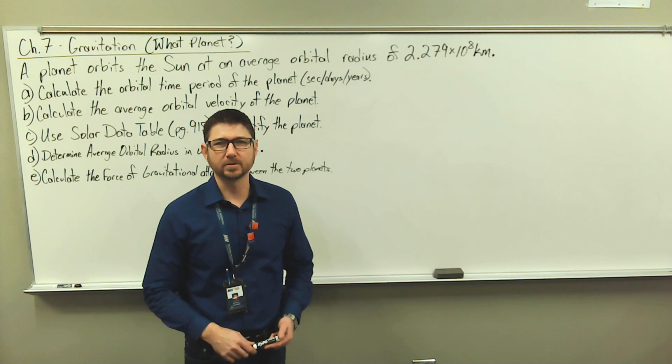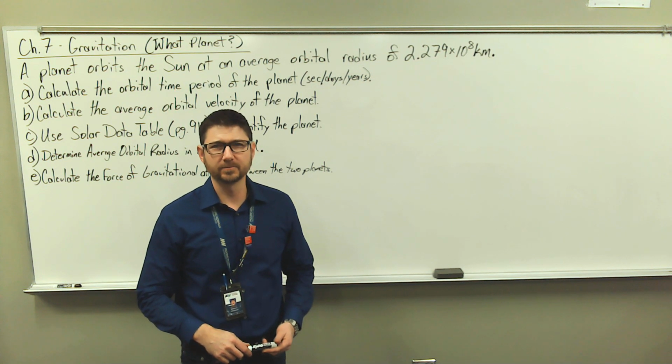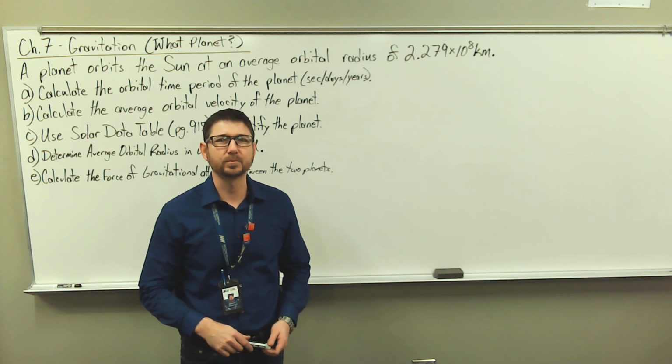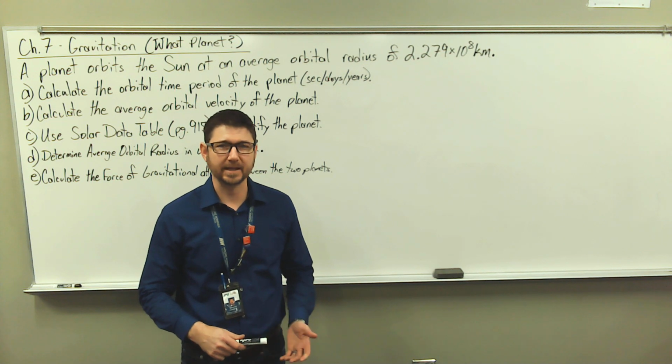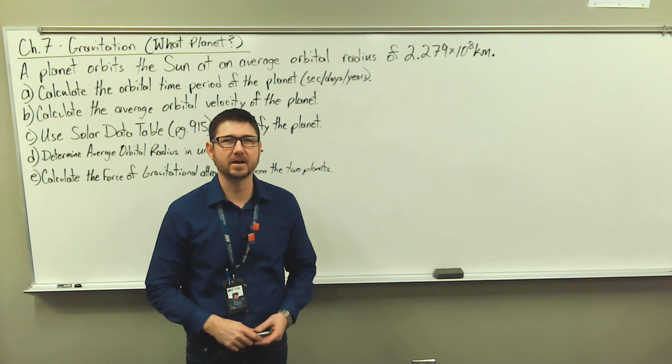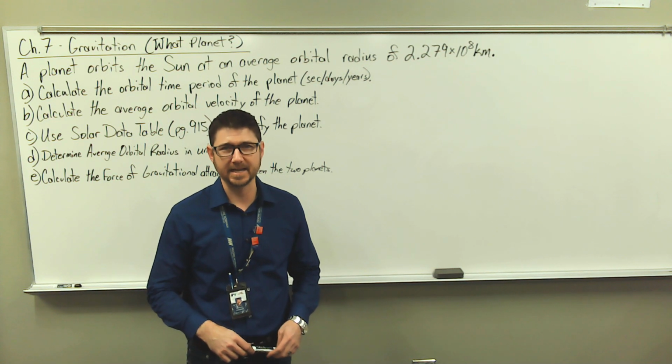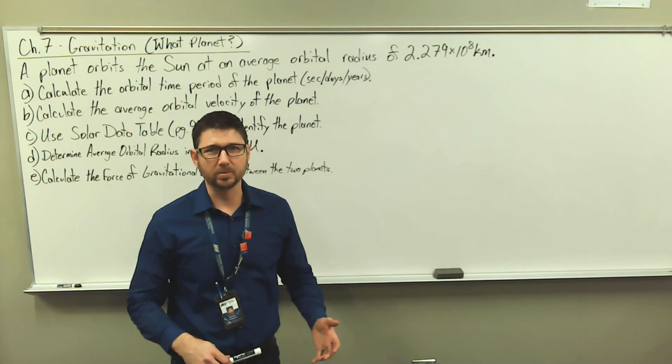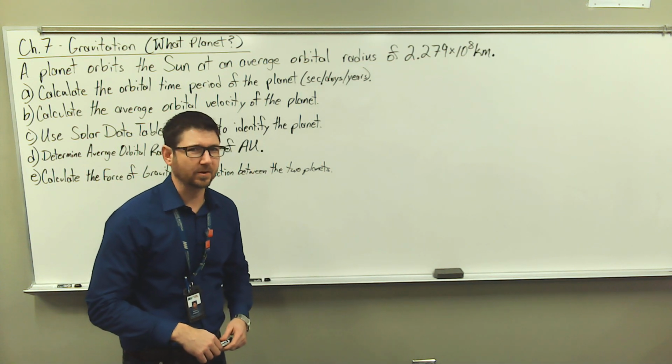Today I would like to take a look at a practice problem from chapter 7 where we will identify a planet orbiting the sun based off of the orbital time period data. So I'll read the problem to you and we can go ahead and get started.